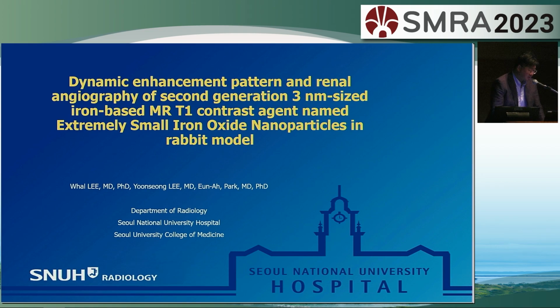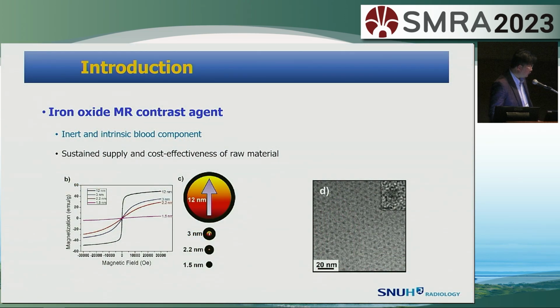This time I'll be talking about the new contrast material made from iron particles. We used gadolinium, but gadolinium has never been in our body in human history. But iron oxide particle is an inert and intrinsic blood compound, so we always have it in our body. So there is a sustained supply and cost effectiveness of iron as a raw material.